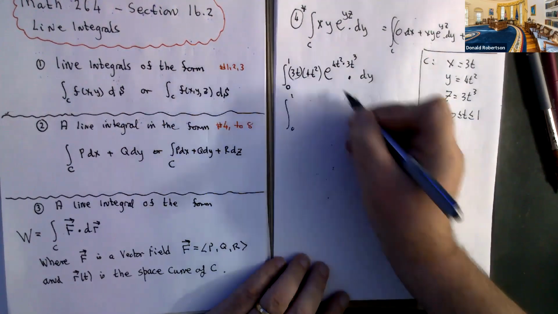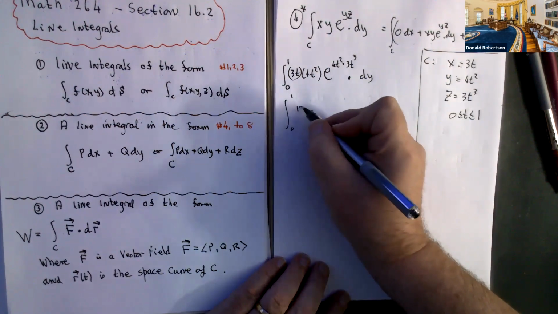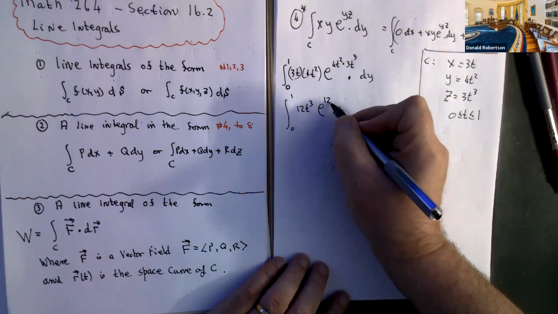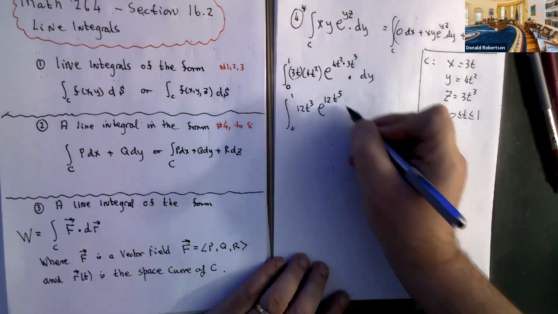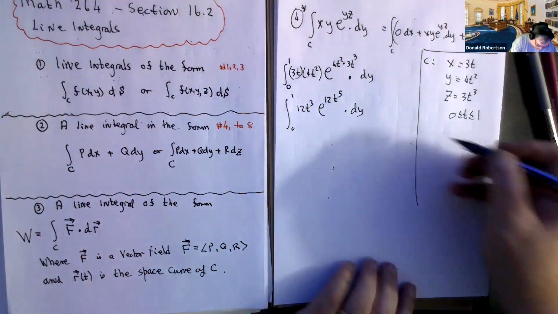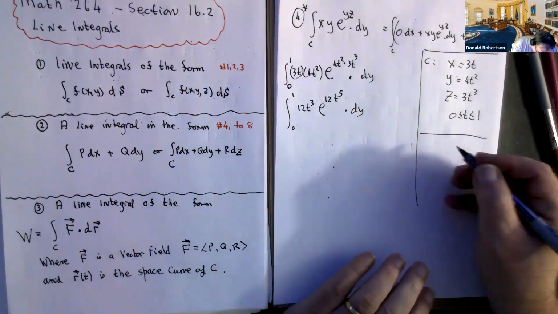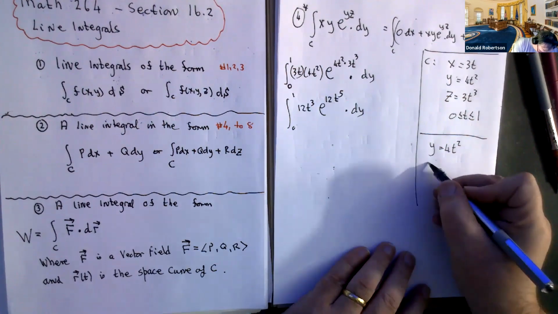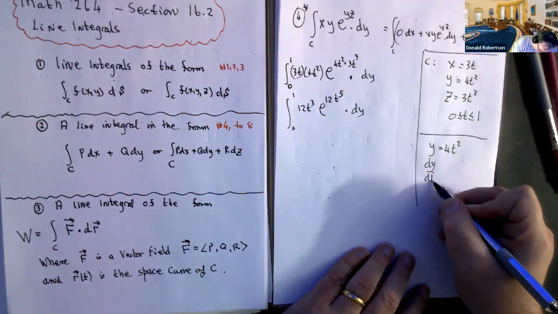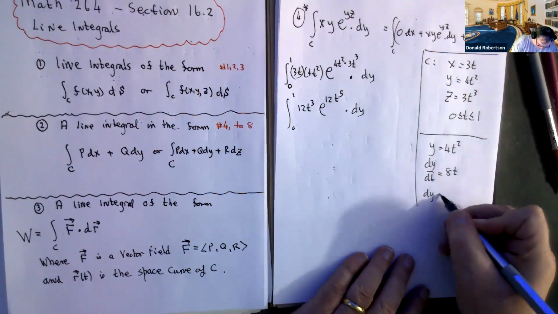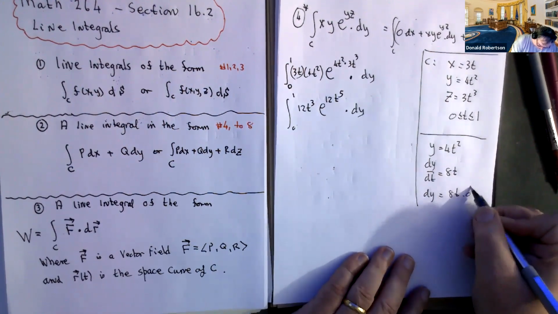So let me just tidy this up first before I do the next line. So that's 12t cubed e to the 12t to the 5 dy. Are you good with that? Now, since there's only a dy term here, I only need to use that guy to get dy. So dy by dt is 8t. So dy is going to be 8t dt.